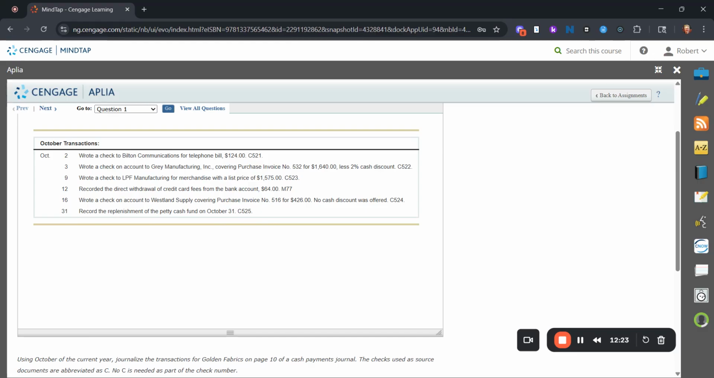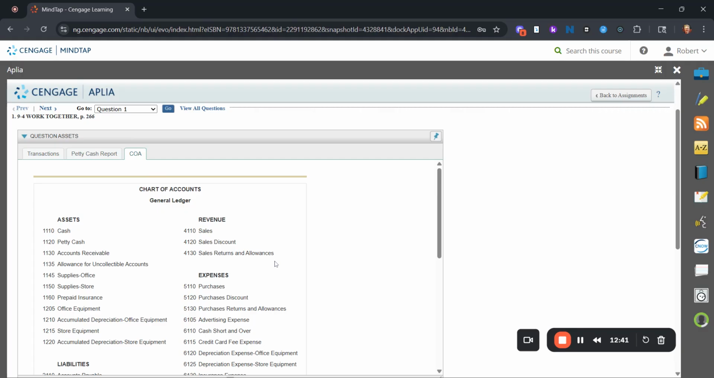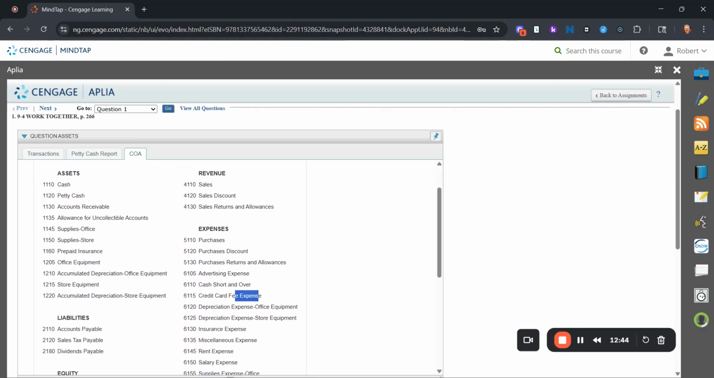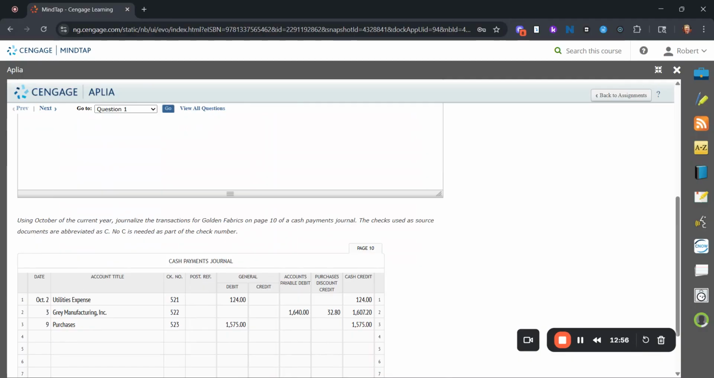Okay, so now we have on the 12th, recorded the direct withdrawal of credit card fees from the bank, $65, memo 77. So let's look at our chart of accounts. We do have on the expenses list a credit card fee expense account. So that's the account title we're going to use. 12th. Credit card fee expense.